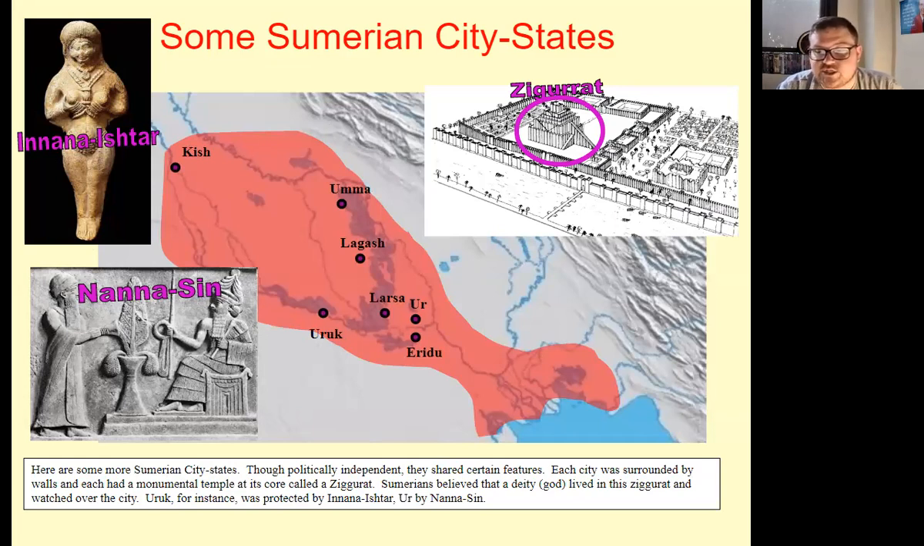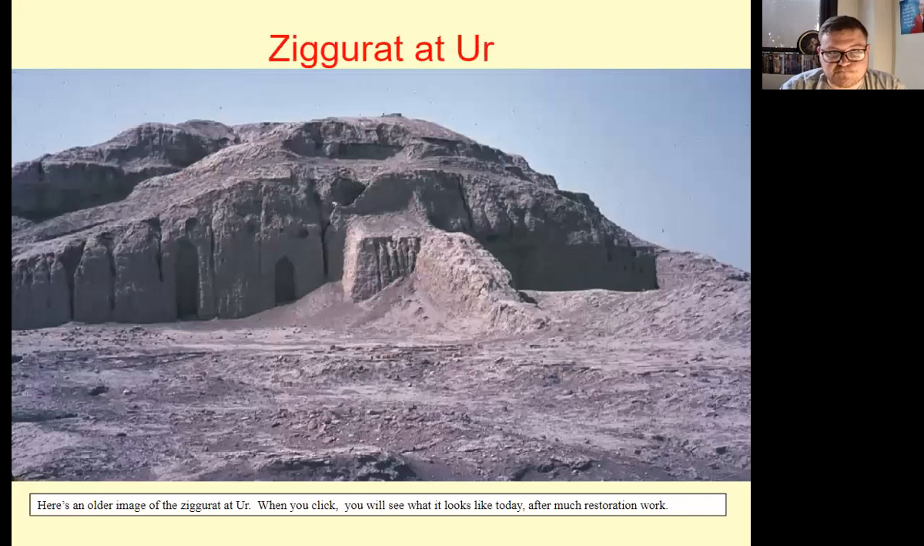Though politically independent, they did share certain features. Each city was surrounded by walls, and each had monuments and temples at its core called the ziggurat. Sumerians believed that a deity or a god lived in this ziggurat and watched over the community. Uruk, for instance, was protected by Inanna, Ishtar, and Nanna-Sin. This is important because even though we consider this the Sumerian civilization, each city is its own country, right? But they are connected by language, culture, philosophy, and beliefs.